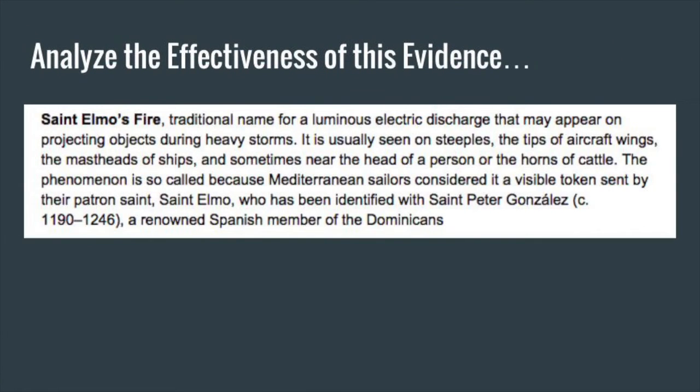Okay, so here, analyze the effectiveness of this evidence. Basically, what we want you to do is ask the question, which piece of evidence is most important here? Go ahead and pause your video and do that now.